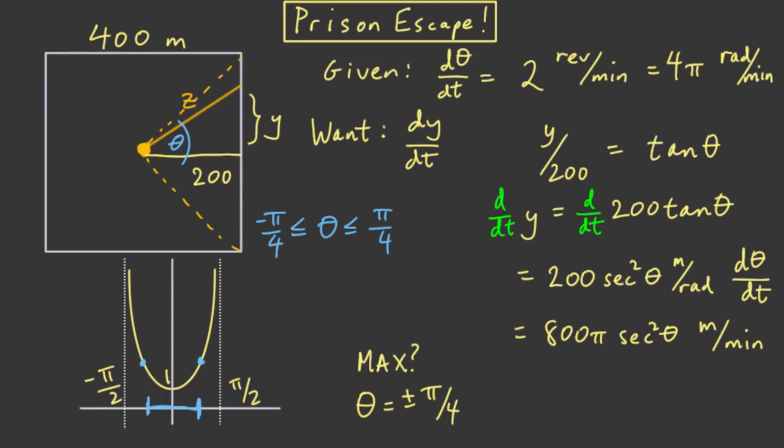So when theta is plus or minus pi over 4, this velocity is 800 pi, and the secant squared is then 2. So we get 1600 pi meters per minute. If you want that in more familiar units, we can change this to meters per second just by dividing by 60. So this becomes 160 over 6 times pi meters per second. And that's over 80 meters per second.